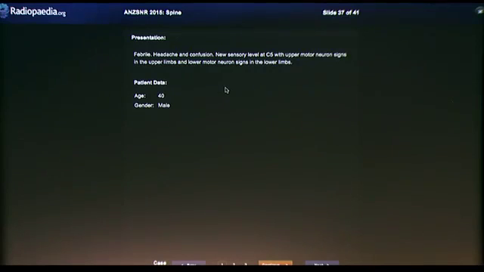Okay, so this next case is a 40-year-old male. He presented febrile with a headache and confused and had a normal-looking CT brain in the ED department. However, the real concern clinically was a new sensory level at C5 with upper motor neuron signs in the upper limbs, as well as lower motor neuron signs apparently in the lower limbs.